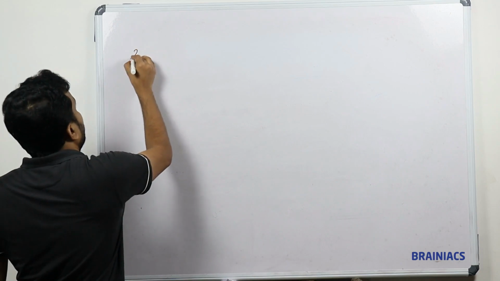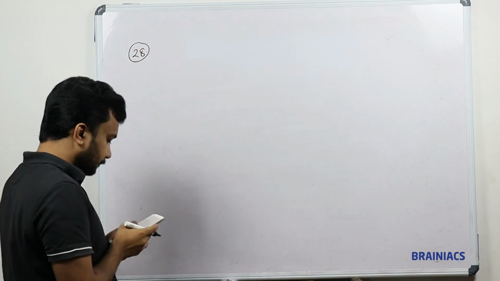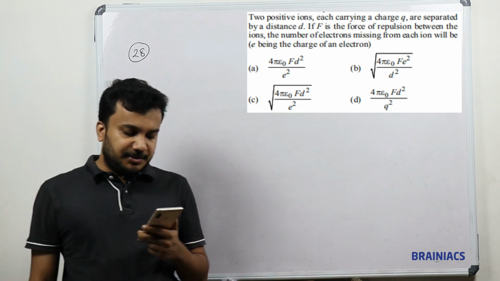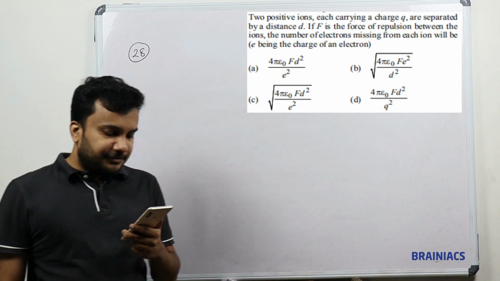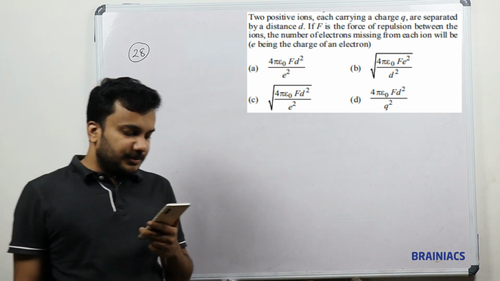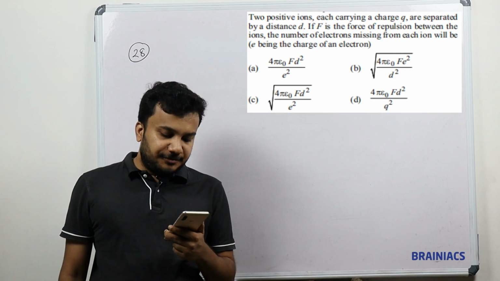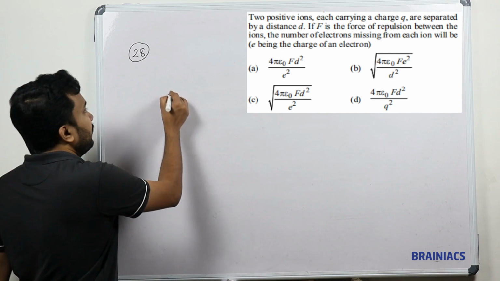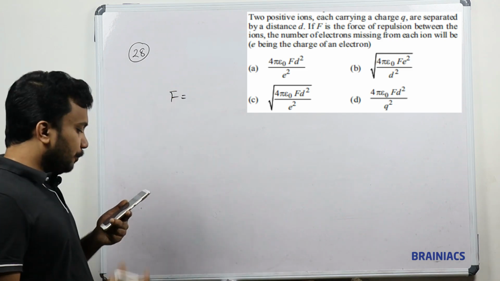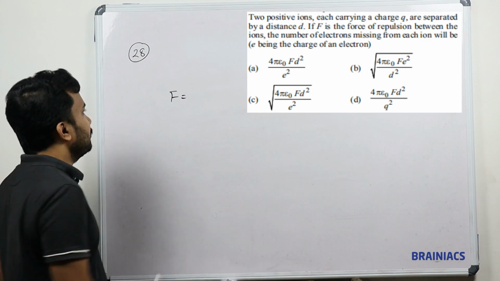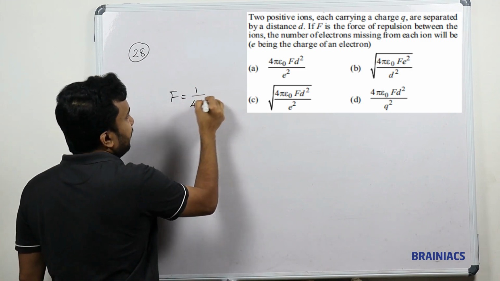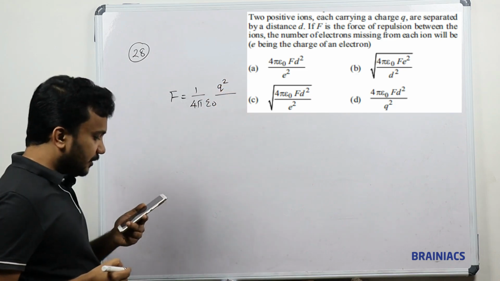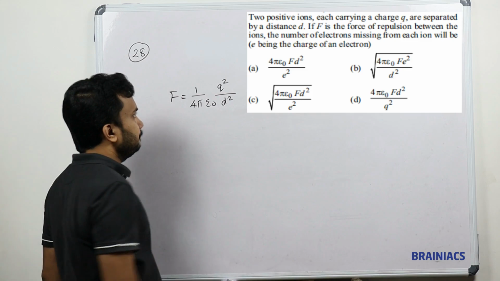Question number 28. Two positive ions each carrying charge Q are separated by a distance d. If F is the force of repulsion between the ions, the number of electrons missing from each ion will be, e being the charge of an electron. So F is, for two positive ions each carrying charge Q, the Coulomb force: 1 by 4 pi epsilon 0, Q1 Q2, so Q square by d square.